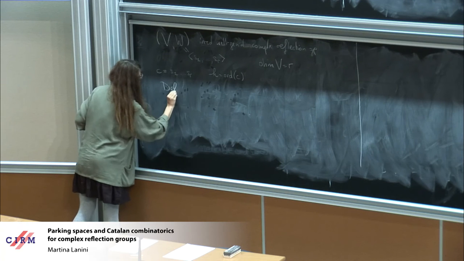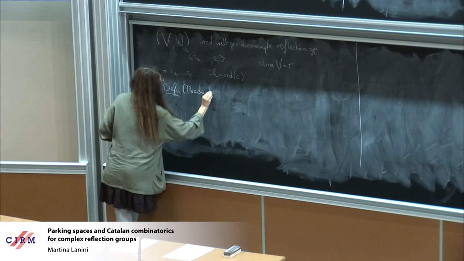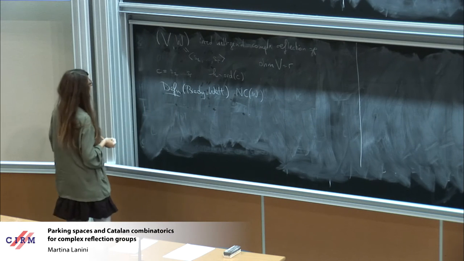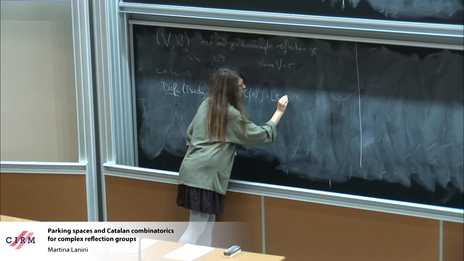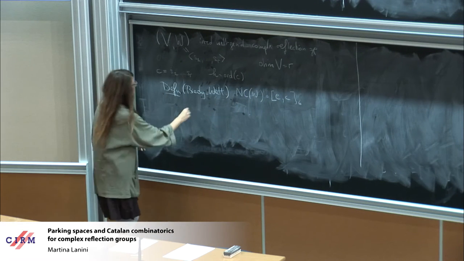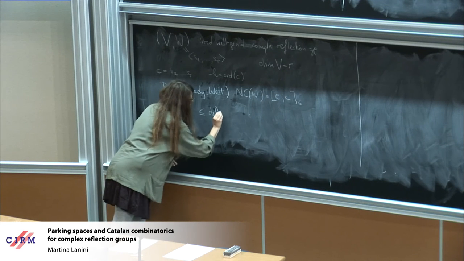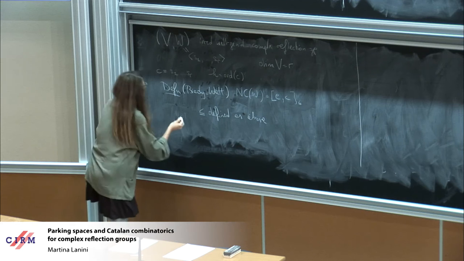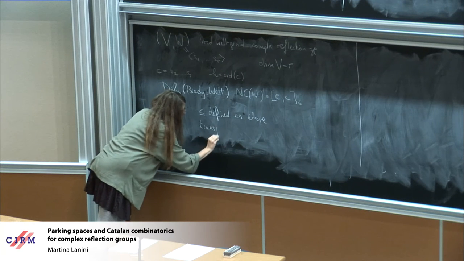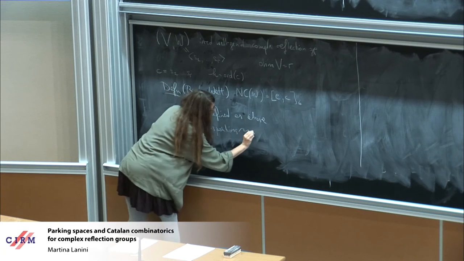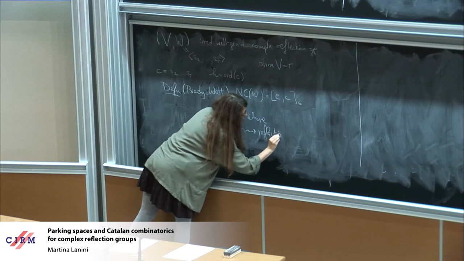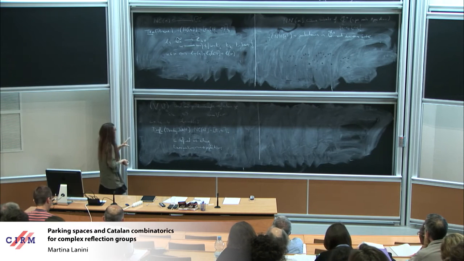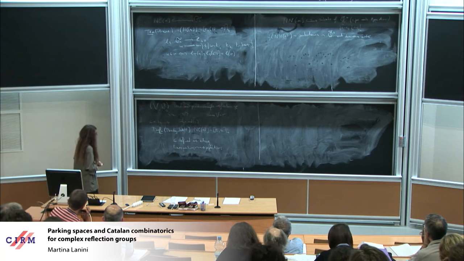Another definition we can give is due to Brady and Watt. We define the set of non-crossing elements of W as the interval between E and C. The order is defined as above, where instead of the set of transpositions, we have the set of reflections of W. These are just the elements of W which fix a codimension one hyperplane in V.